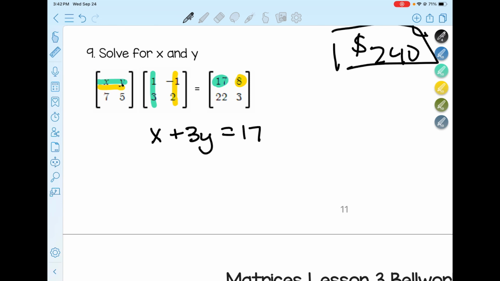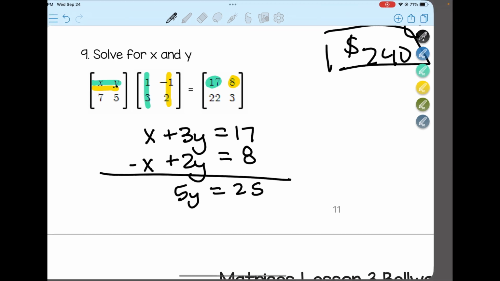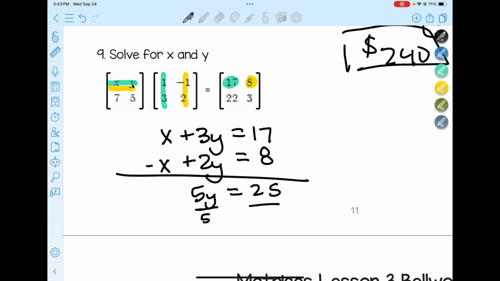Now we're going to do row times column again. So I go x times negative 1, which is negative x, y times 2, which is 2y, and this should equal 8. From here, what I can see is I actually already have opposite coefficients, so I can add them together to get 5y equals 25. Divide both sides by 5, and I am left with y equals 5.